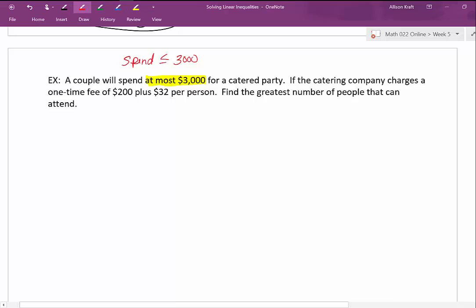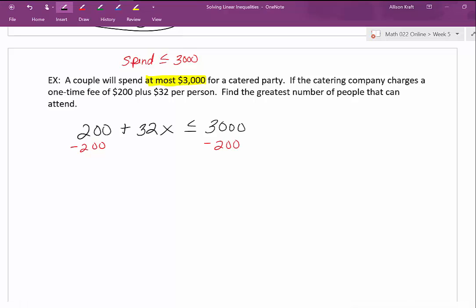The catering company charges a one-time fee of $200 plus $32 per person. The number of people is our unknown, and that's going to be less than or equal to 3,000. Now we want to solve our equation. All of our variable terms are collected on the left, therefore our constants move to the right. $32x is equal to 2,800.